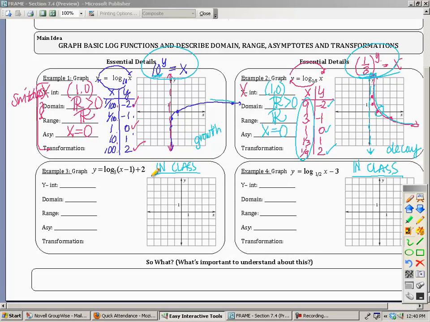So that's it for what I'm going to show you right now in section 7.4. Please, questions, concerns, anything like that, come and see me, let me know. But again, we're going to be trying to get out of the use of our calculator and understand what does it mean to be a log and how does it work.